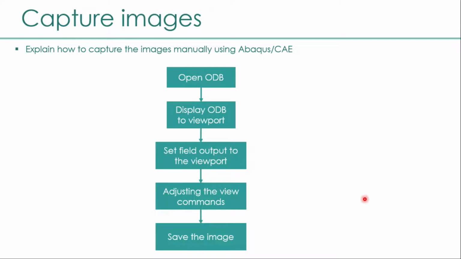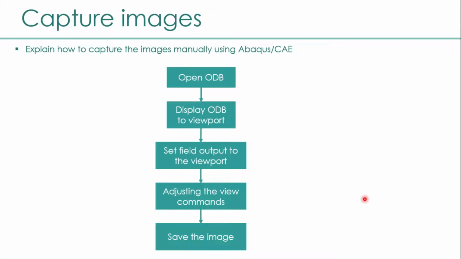That is nothing but, from the File menu, we have to select the Print option. If you choose that option, then one window will pop up to save the images. This is how generally we will use Abaqus CAE to save the images.